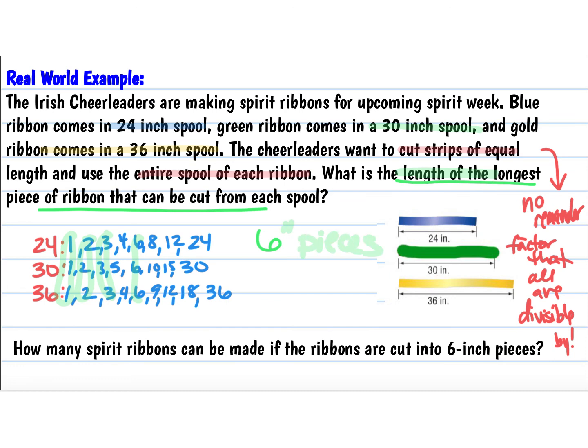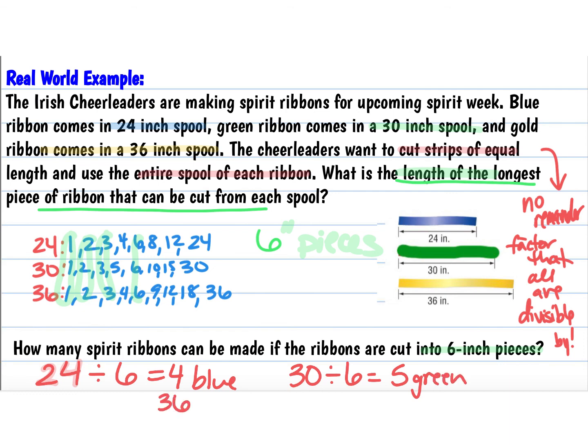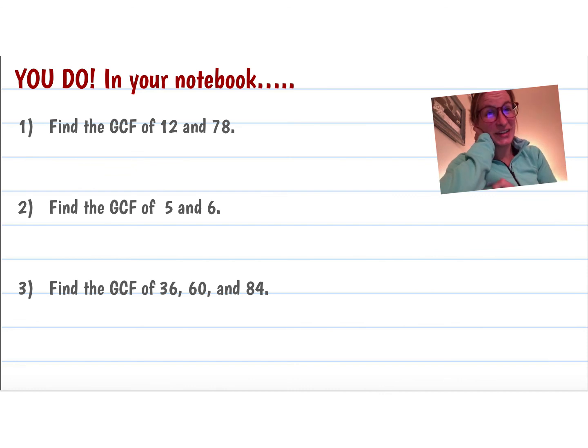So the question below then, how many spirit ribbons can be made if the ribbons are cut into 6-inch pieces? Well, that means that with a 24, we are going to divide that by 6-inch pieces. How many 6-inch pieces fit in there? And that's 4 of the blue. For the green, it was 30 inches. How many times does 6 fit in there? That's 5 6-inch green ribbons. And then for the 36-inch gold, that's 6 6-inch gold ribbons.